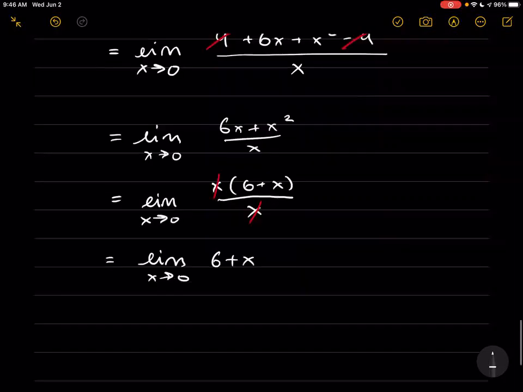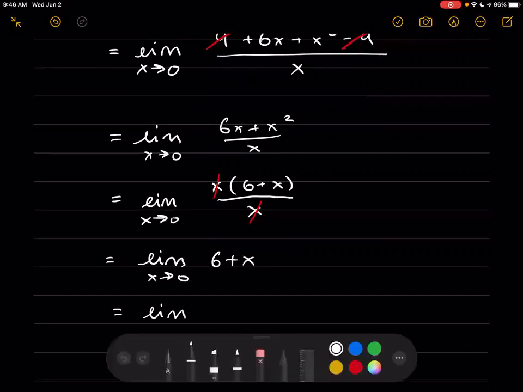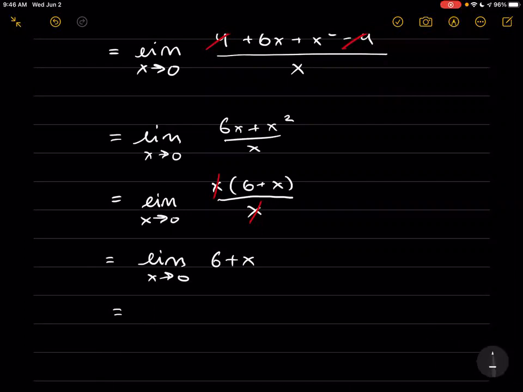In fact, we can just split it up across the addition, or if we're being suave, we can notice that 6 plus x is technically a polynomial. So we can just plug in 0 to it. We get 6 plus 0, and that is equal to 6. So some limits are pretty straightforward, especially if they're rational or polynomial functions. Some of them can get a little trickier. Sometimes you need to use limit laws and some of the facts that we've talked about today.